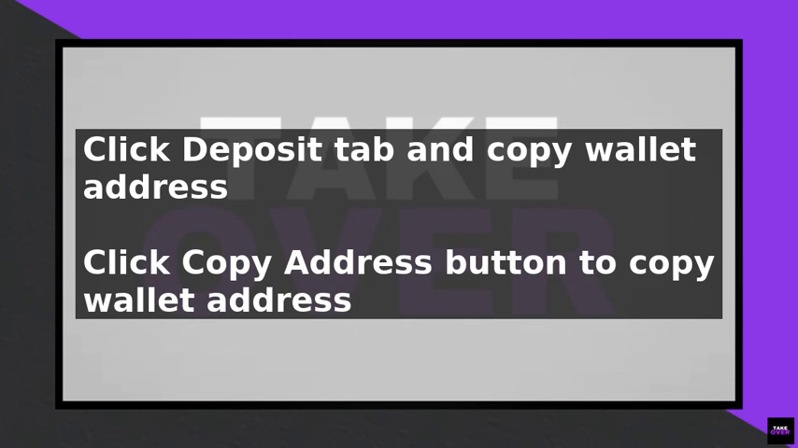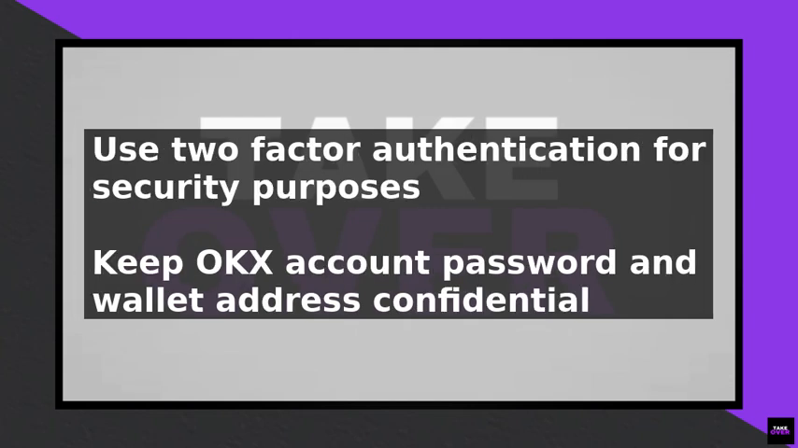Also, be careful when sharing your wallet address, as it can be used to send you cryptocurrency, but it can also be used to steal your funds if it falls into the wrong hands. To ensure the security of your wallet address, always use two-factor authentication and keep your OKX account password and wallet address confidential. By following these steps, you can easily find your OKX wallet address on PC and start sending and receiving cryptocurrency.